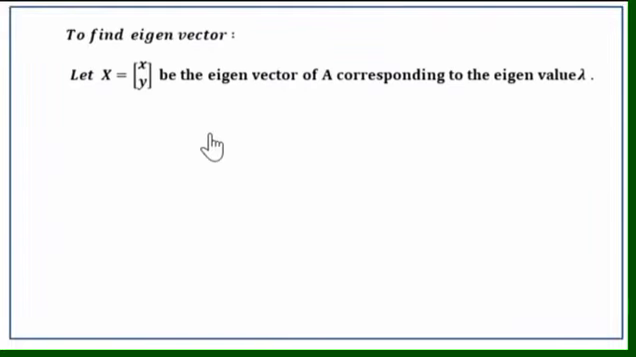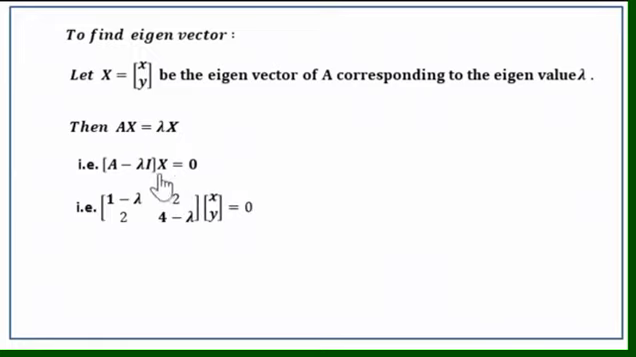Next, to find eigenvectors, suppose capital X equal to the column matrix x, y is the eigenvector of A corresponding to the eigenvalue lambda. Then by definition, the eigenvector X satisfies the equation AX equal to lambda X, or we can write A minus lambda I times X equal to 0. So substitute for A minus lambda I and X: (1 minus lambda)x plus 2y equal to 0, 2x plus (4 minus lambda)y equal to 0. So eigenvectors of A can be determined by solving this homogeneous system of equations for each eigenvalue lambda.